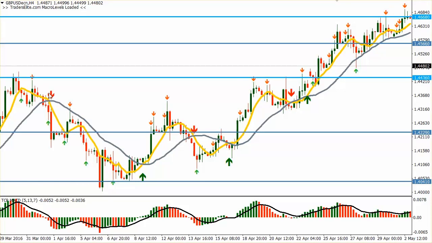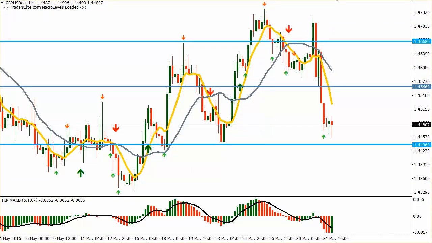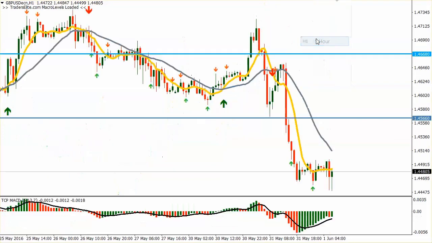Here's a nice one, trend catcher trade to the downside, price flip to the downside, and then you get a macro level to the downside. Okay, so let me just modify that to 1 hour. Now, again, I'm not cherry picking trades on this. I'm just showing you as I see them.